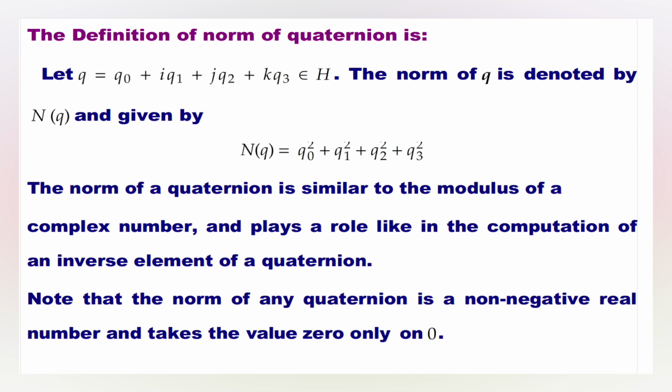I repeat this, N of Q is equal to Q0 square plus Q1 square plus Q2 square plus Q3 square. The norm of a quaternion is similar to the modulus of a complex number and plays a role in the computation of an inverse element of a quaternion. Note that the norm of any quaternion is a non-negative real number and takes the value 0 only on 0.